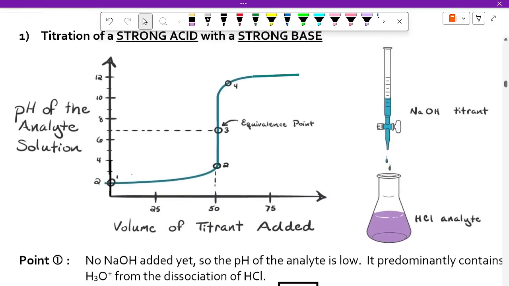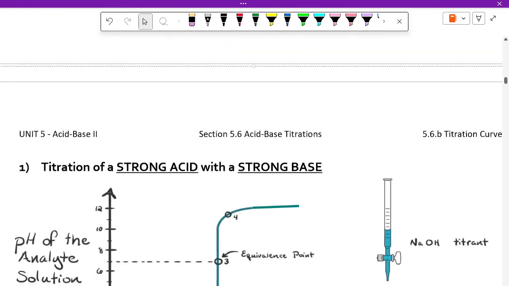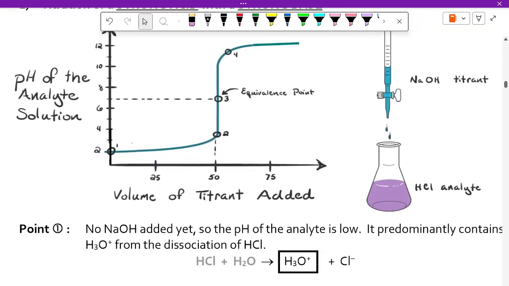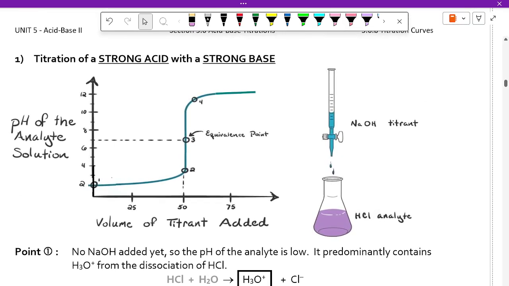Woo, there we are. Did I give a concentration here? No, I did not. Oh, that's okay. I know. It's all good. So it pretty much looks like a graph, and we're going to analyze this point by point. So at point number 1, which is right here, we have no NaOH added yet. Does it make sense that the pH is low? Because all we've got is HCl, which produces H3O plus, so the pH is low.